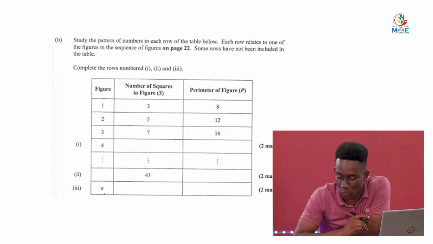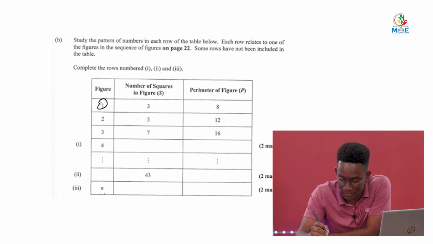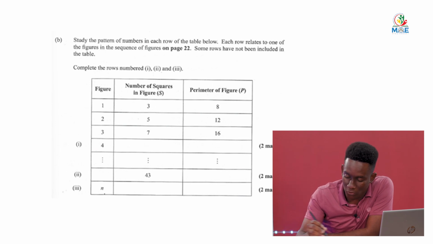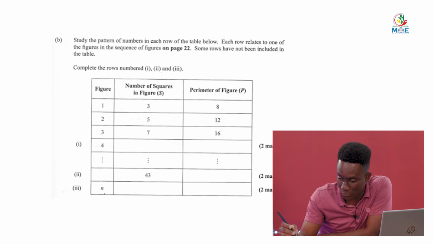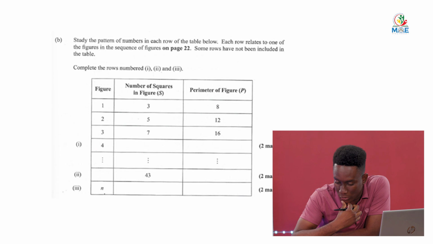So let's look at figure 1. So for figure 1, we see we have 1, and we have 3 for the number of squares, and then we have the perimeter as 8. So for figure 2, we have 5 now, and then we have 12. For figure 3, we see we have 3, and then 7, and then 16. So let's look at the pattern.